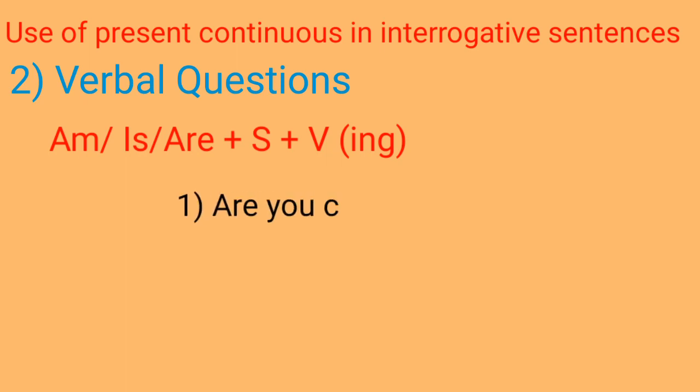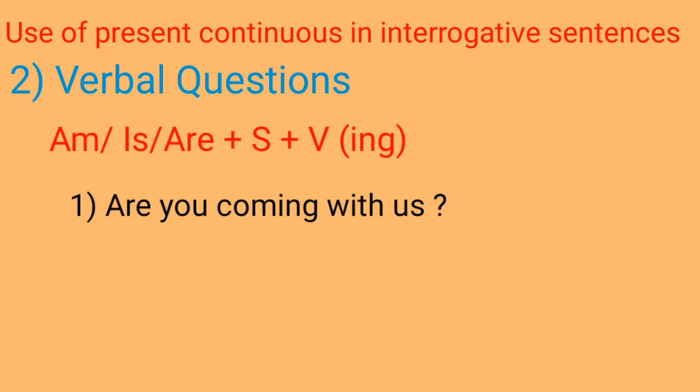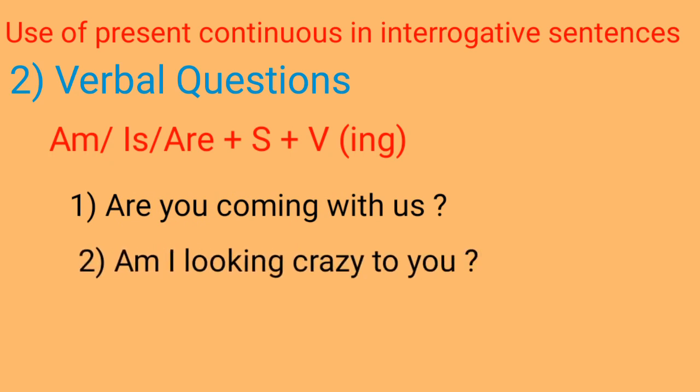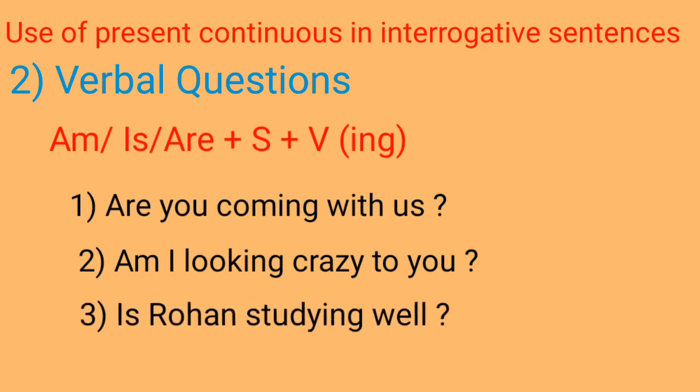First example, are you coming with us? Second example, am I looking crazy to you? And third example, is Rohan studying well? You can see that I have started every question with am, is, or are. I started the first question with are because the subject is you. I started the second question with am because the subject is I, and with I we use am. I started the third question with is because the subject is Rohan, and Rohan is a singular subject. And after all the subjects I use the verb with ing form like coming, looking, and studying.